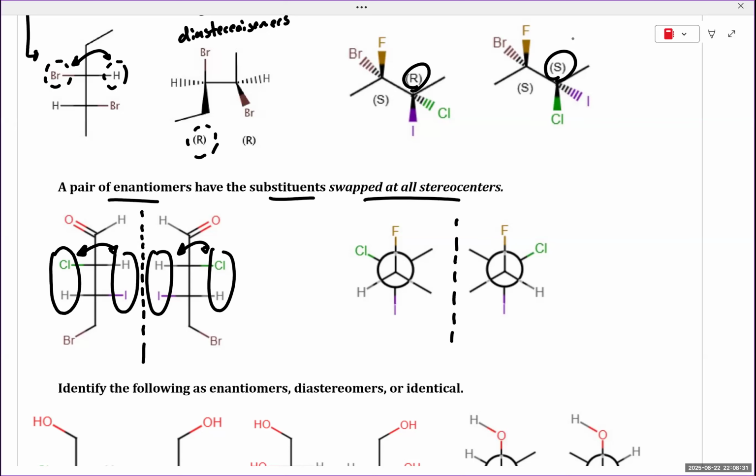Same for Newman projections. As we can see, the methyl and hydrogen have been swapped, and the chlorine and methyl group in the back have been swapped. If you put the structures side by side, enantiomers become really obvious for Fischer projections and Newman projections because these two structures are mirror images. So again, enantiomers have the substituents swapped at all stereocenters.